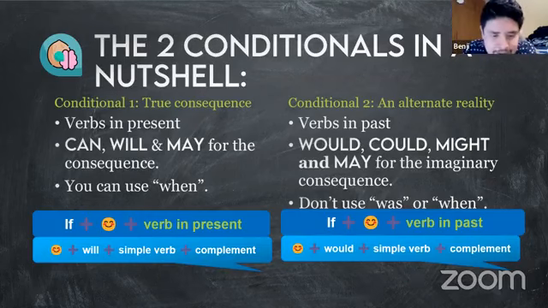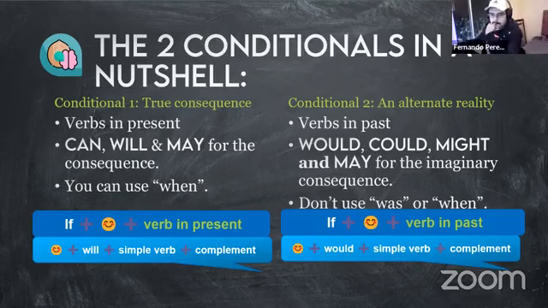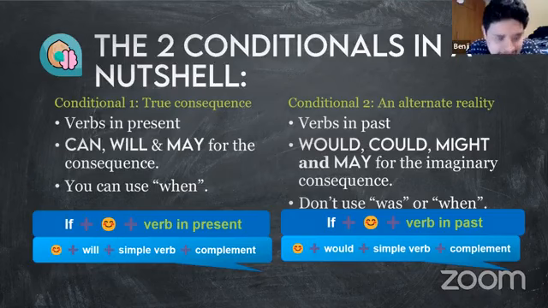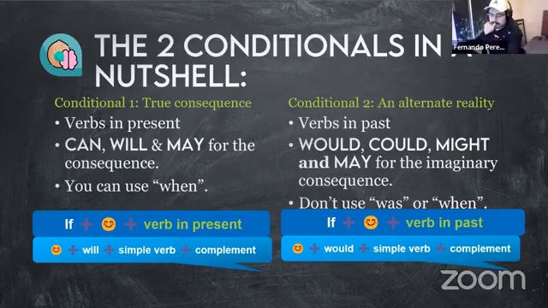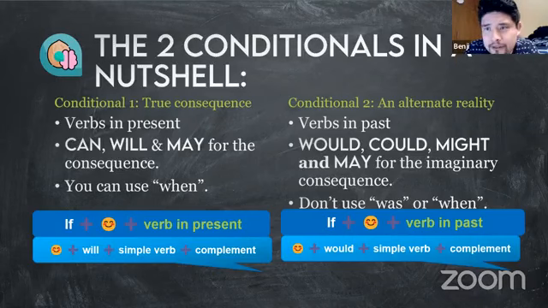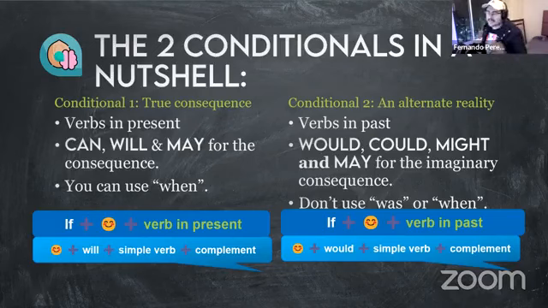If I receive a call from my mom for a situation of emergency, I will go with her. That's definitely a true consequence. I will go with her in this case. Good.